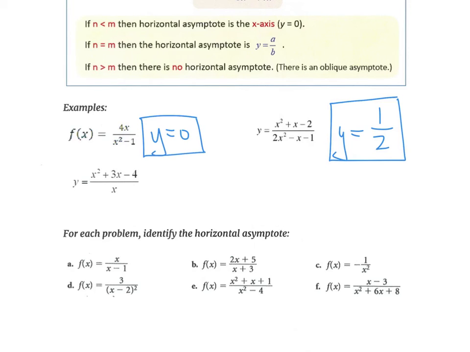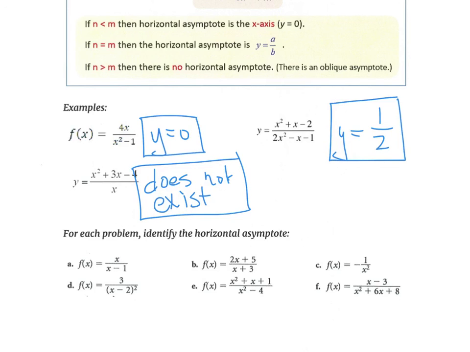On the third one, we have a degree 2 over a degree 1. Degree 2 is greater than degree 1. The numerator is greater than the denominator. There is no horizontal asymptote, so I write does not exist. There's another kind, or we have other things happening, but there is no horizontal asymptote. That's the gist of it.